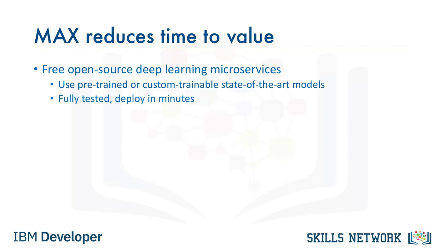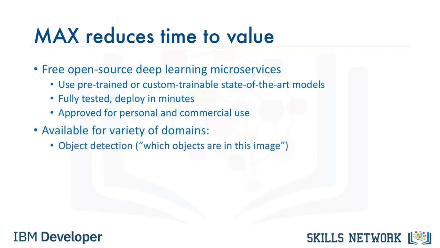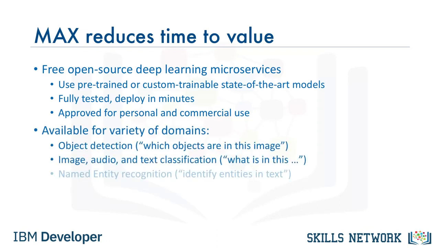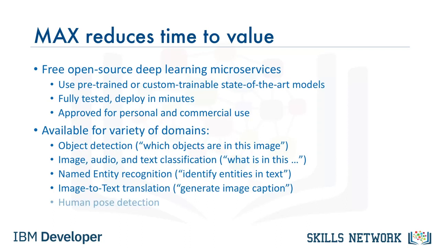All models in MAX are available under permissive open source licenses, making it easier to use them for personal and commercial purposes and reducing the risk of legal liabilities. On MAX, you can find models for a variety of domains, including image, audio, video, and natural language analysis. This list includes a small selection. In the lab for this module, you'll have a chance to explore those models.